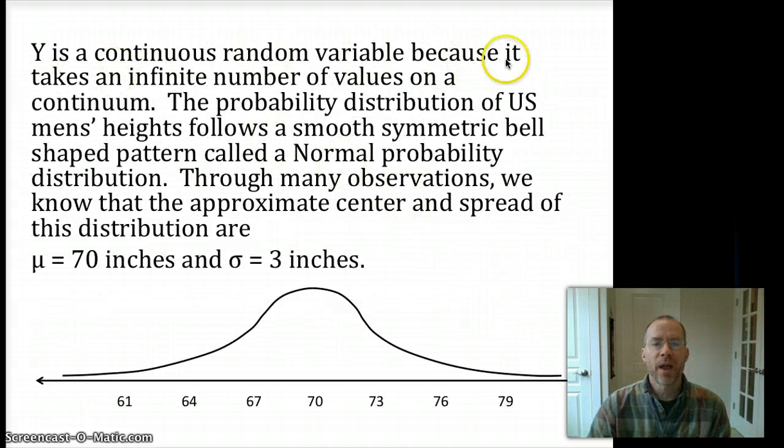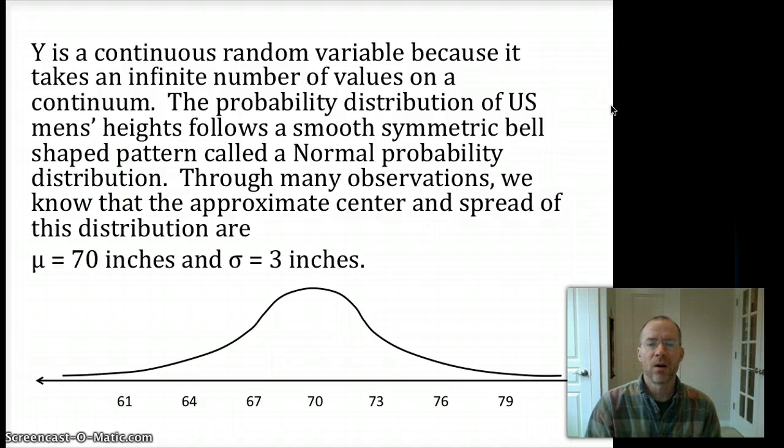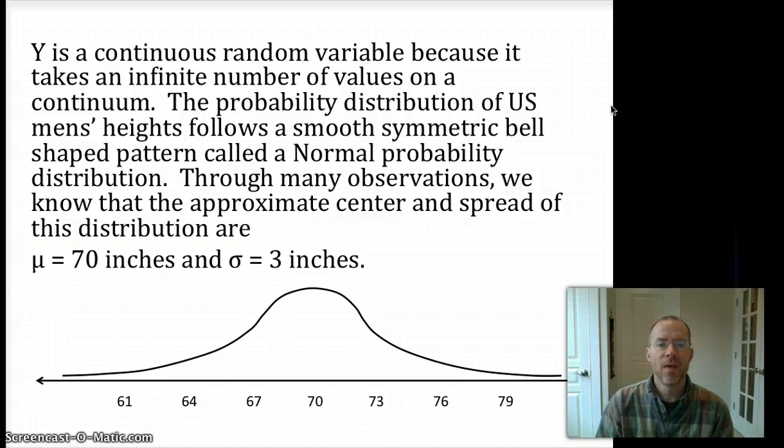Y is a continuous random variable because it takes an infinite number of values on a continuum. This is back to the men's heights. The probability distribution of US men's heights follows a smooth, symmetric bell-shaped pattern called a normal probability distribution. Through many observations, we know that the approximate center and spread of this distribution are a mean of 70 inches, there's the center, and a standard deviation of 3 inches. Many naturally occurring random variables follow this symmetric bell-shaped curve.